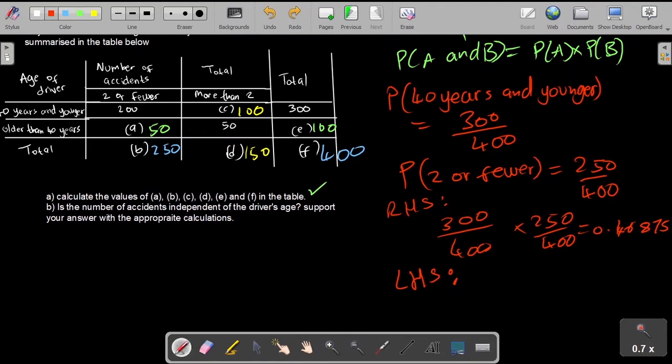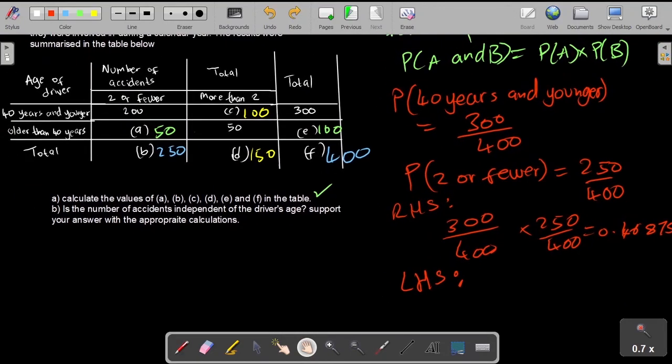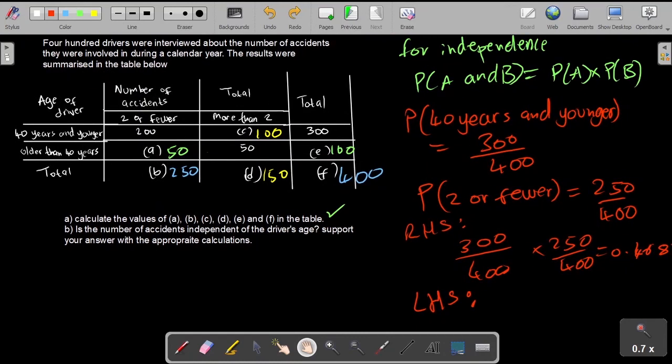So now we're going to focus on the left-hand side, which is the intersection of the two variables. So we're going to look for the probability of having 2 or fewer accidents if you are 40 years and younger. So where's the intersection of 2 or fewer accidents and being 40 years and younger? There's the intersection point. That is where the two variables meet. You can draw a line if you want and see where they actually cross, and that would be a point. But again, you can do this with your eyes, as I previously said in the previous video. And if you haven't watched that video, I just link it on the top right.